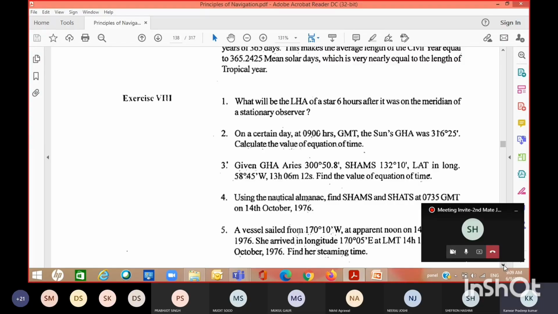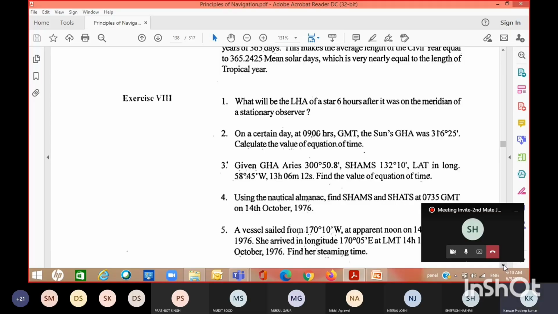Vertical line, pull down, observer. Observer is stationary. Along with the observer, draw one star. Star is on the meridian. After 6 hours, what is the LHA of the star? So you should know in which direction the body is moving. Where will it be after 6 hours? And what will be the LHA?